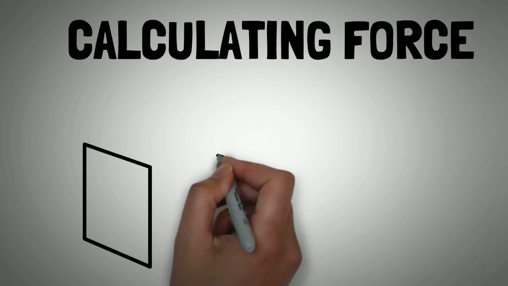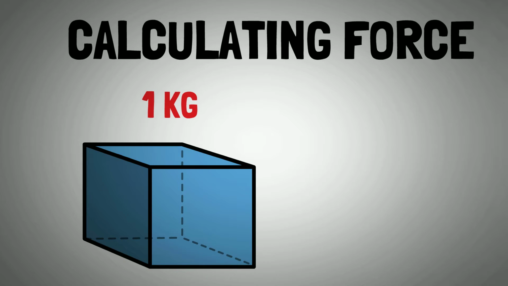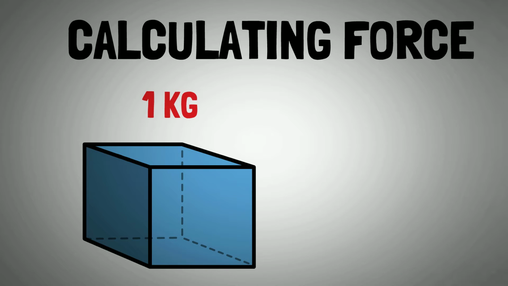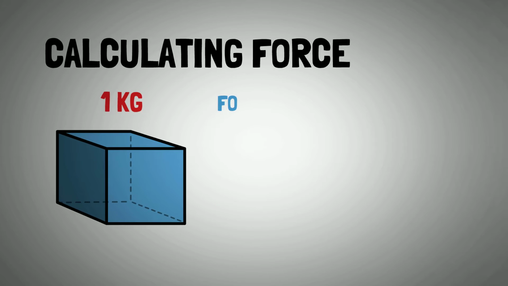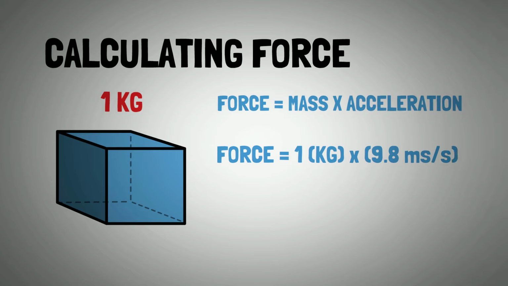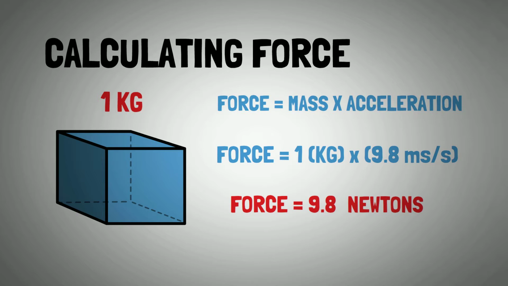Let's look at a quick example of calculating force. A cube with 1 kilogram of mass is at rest on a flat surface on Earth. How much force is acting on it due to gravity? As we said before, the calculation for force is equal to mass times acceleration. In the case of our cube, force is equal to mass of 1 kilogram times acceleration, 9.8 meters per second squared due to gravity. This gives us 9.8. The unit we use to quantify force is newtons. So we can say that the force created by gravity on a 1 kilogram mass cube is 9.8 newtons.